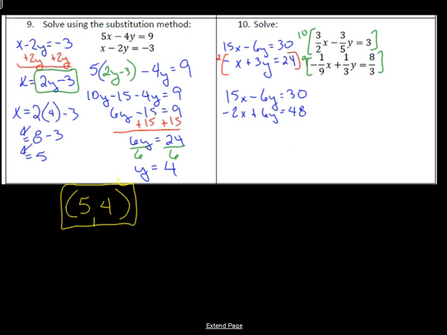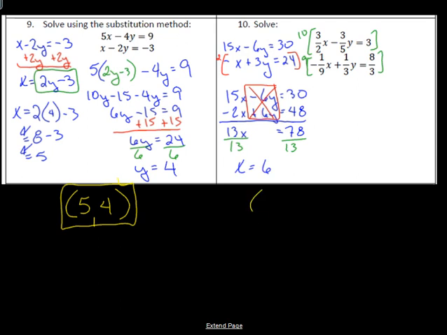And now add straight down. And when I add straight down, these two here have been eliminated. This gives me 13x is equal to 78. I divide both sides by 13. So I find that x is equal to 6.